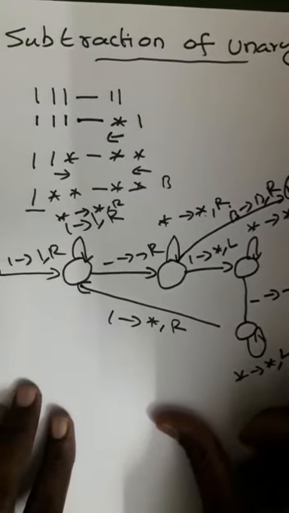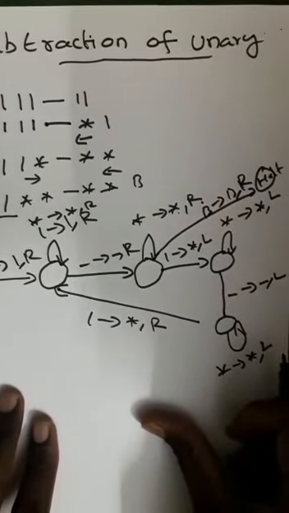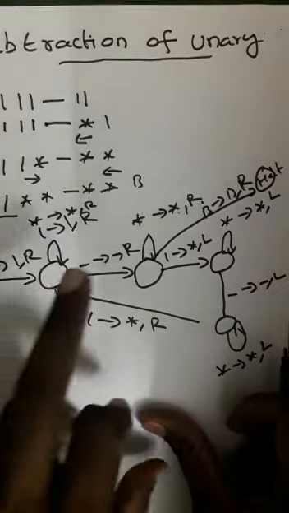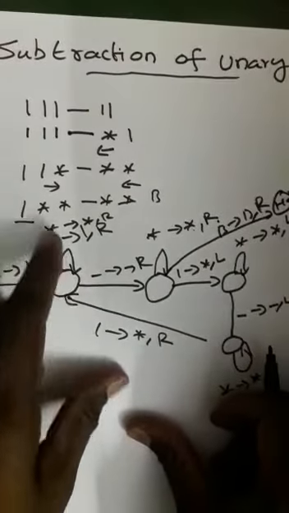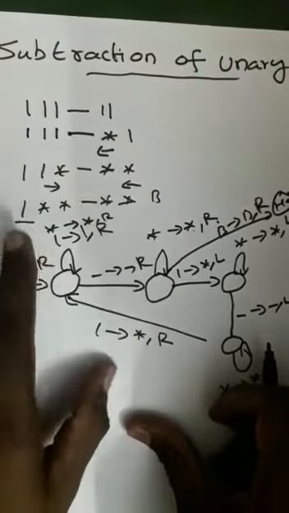This is the transition diagram needed for performing a subtraction operation. So at last, now we have the answer: 3 minus 2 is 1.